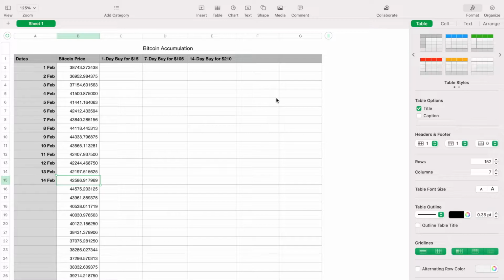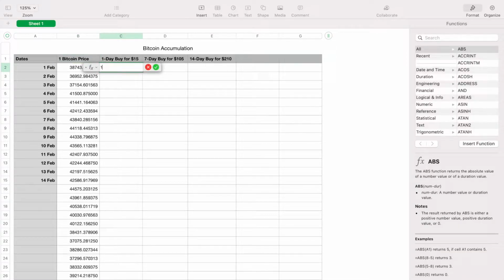Next, I will fill out the amount of Bitcoin I will be able to buy for my daily budget of $15. Here, it takes me a few seconds to figure out the proper formula to calculate how much Bitcoin I am able to buy. If one Bitcoin costs $38,743, what portion of Bitcoin can I buy for just $15? So I take $15 that I am spending, divided by the price of Bitcoin.